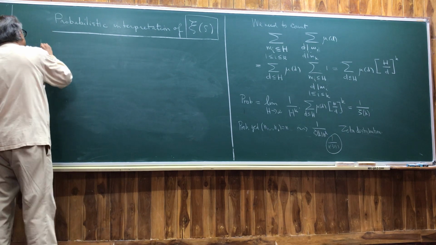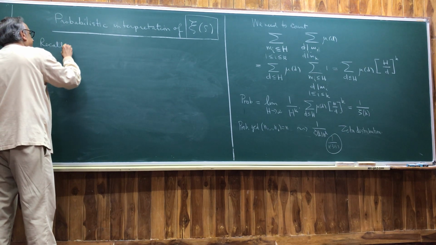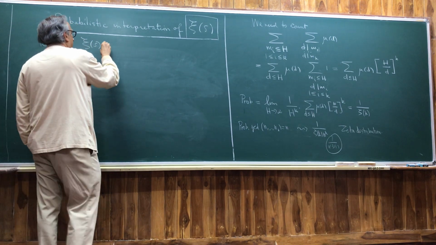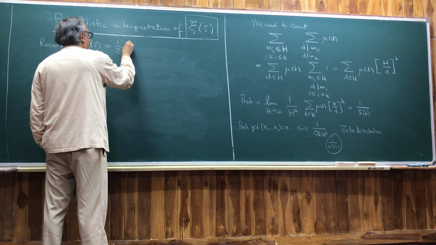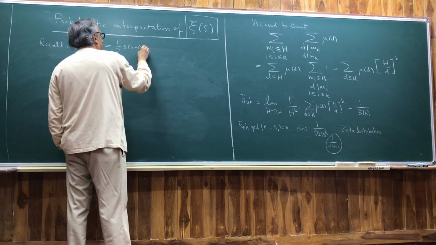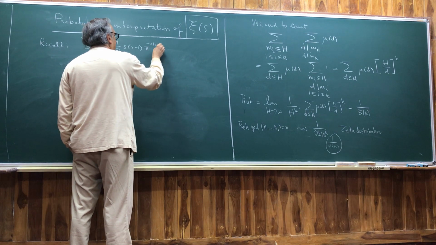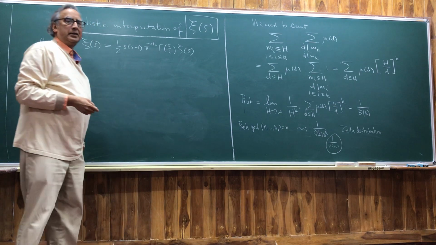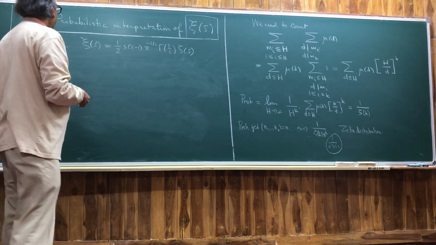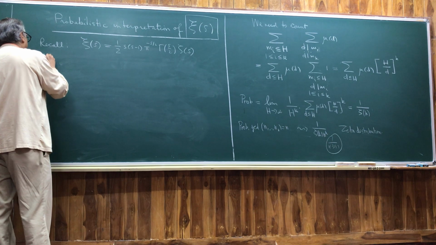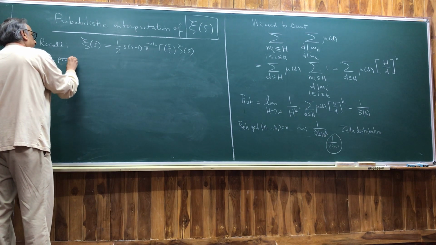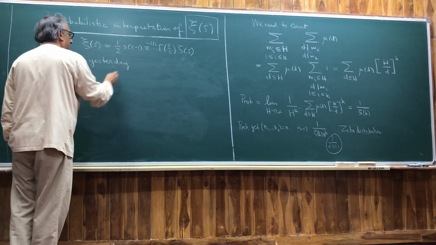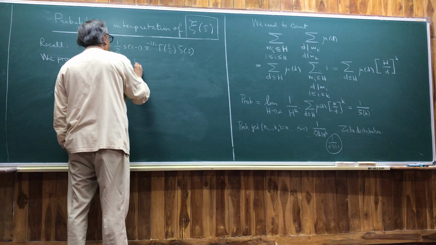So recall that C of S was equal to 1/2 S(S minus 1) pi to the minus S over 2 gamma of S over 2 zeta of S. So you've actually completed the zeta function. And we proved yesterday the functional equation.